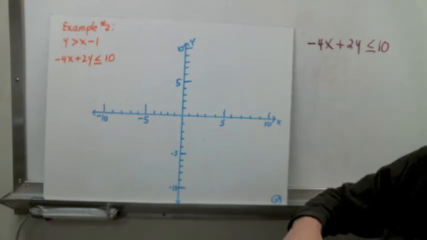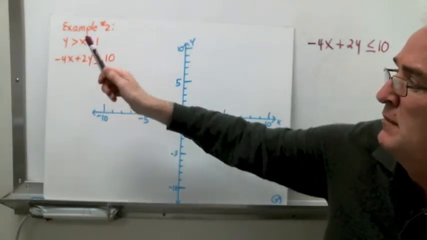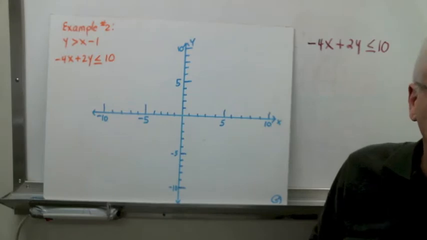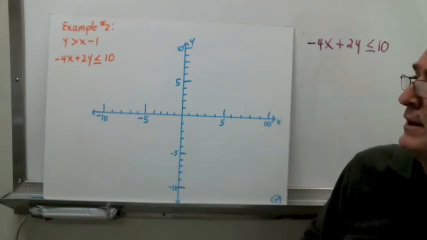Let's look at our system this time. We have y is greater than x minus 1. That one is already in slope-intercept form, so we're in good shape with that one. We're just going to graph that one as we see it.